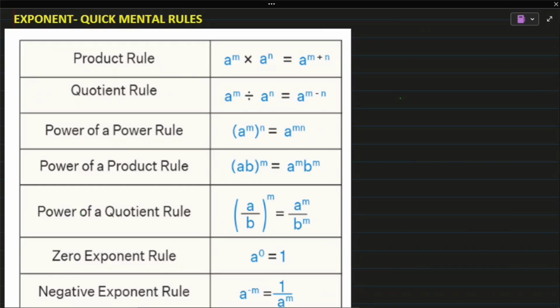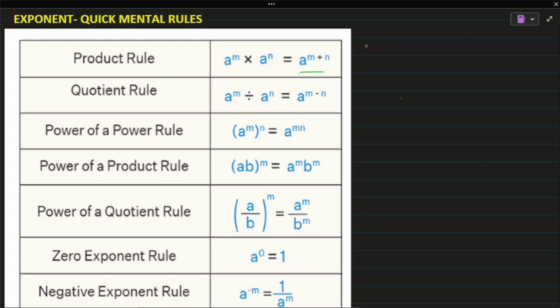Now we can learn some quick mental rules so that calculation becomes easy in the case of exponents. The first one is the product rule. That is a raised to m multiplied by a raised to n. Here you can see the base is the same, so you have to add the powers to find the solution.